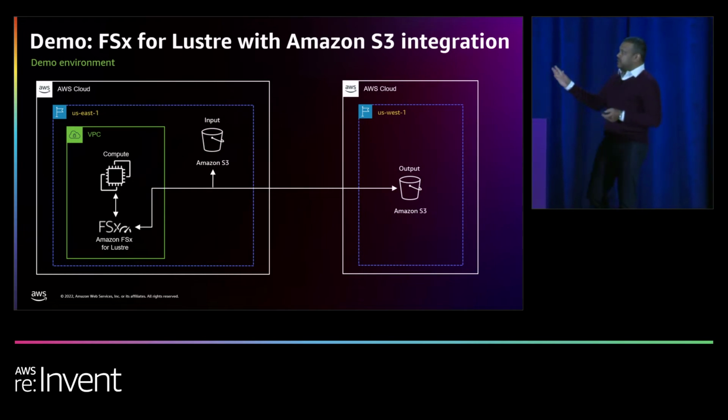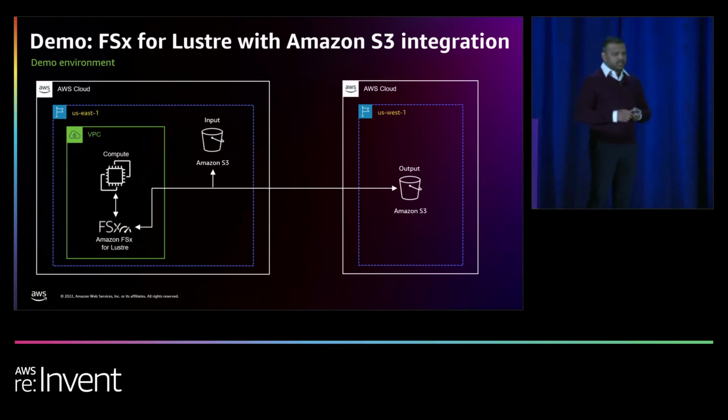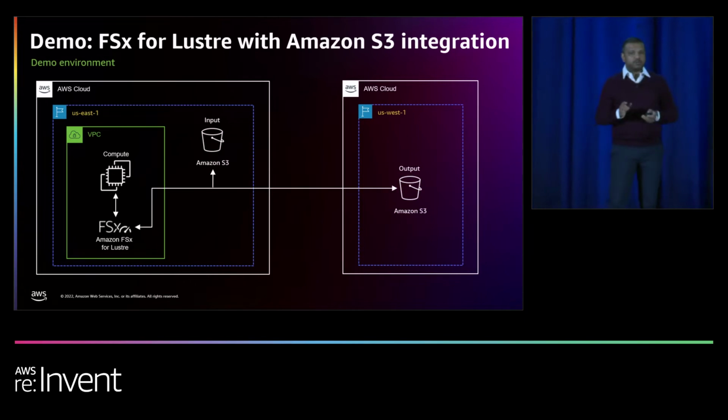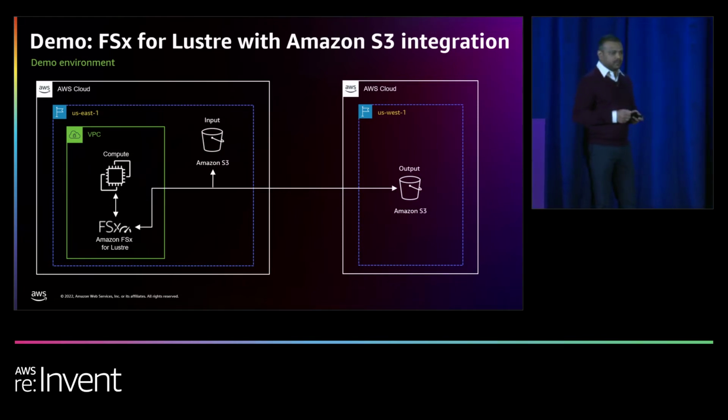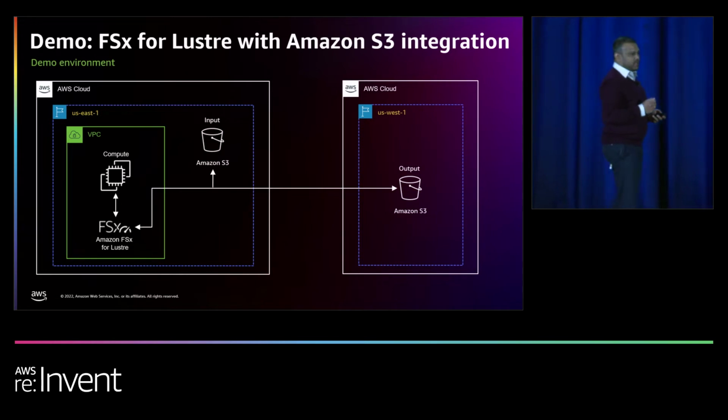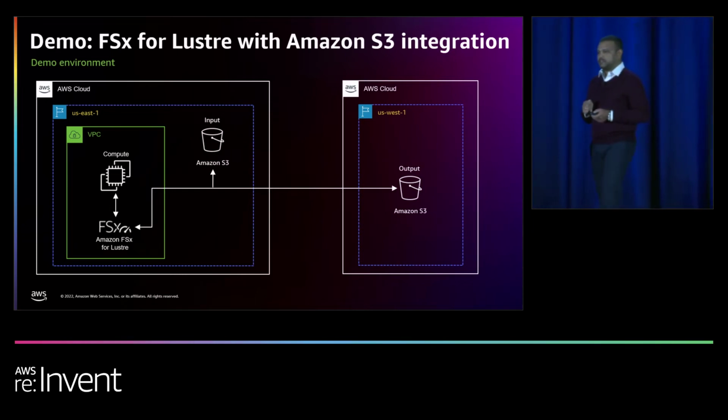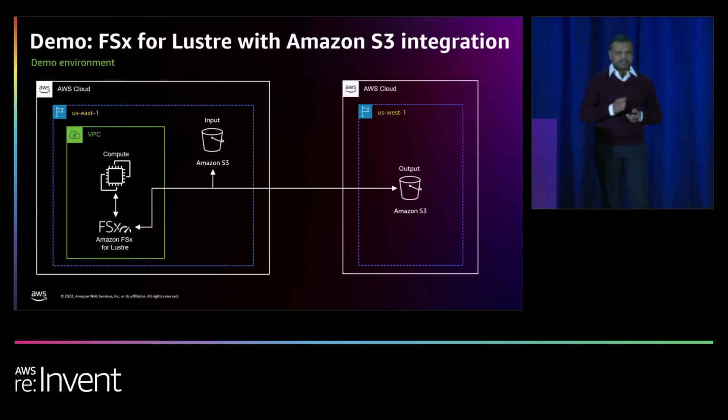So this is my demo environment. I have an input bucket in US East 1 region, and I have an output bucket in US West 1 region. Think of it as a genomics pipeline, where my clients are uploading genomic samples to my input bucket, and I want to process that data as fast as possible. I'll create an Amazon FSx for Lustre file system, link it to my input bucket in US East 1. I'll transparently import all the objects from my S3 bucket into my FSx file system, mount it from my compute instances, and leverage the scale-out performance of FSx for Lustre and process my data sets faster.